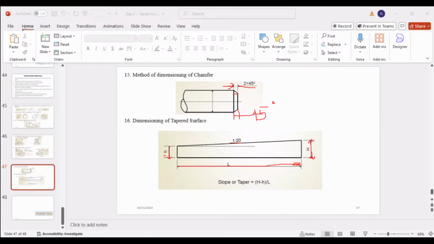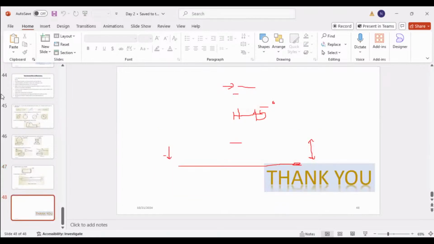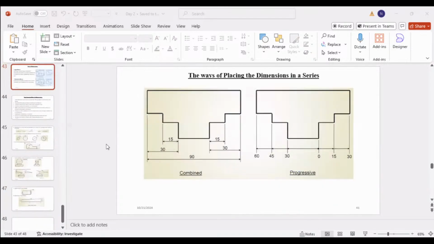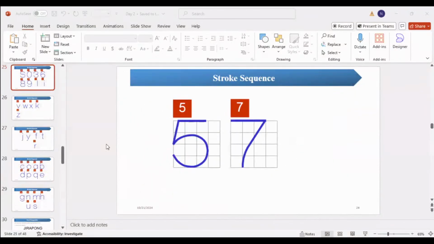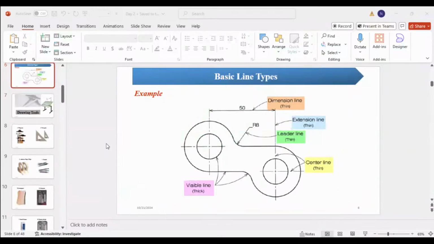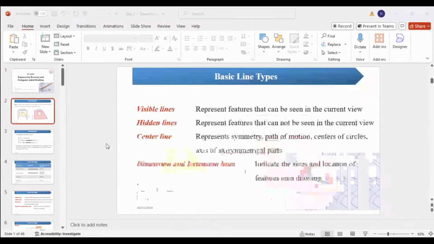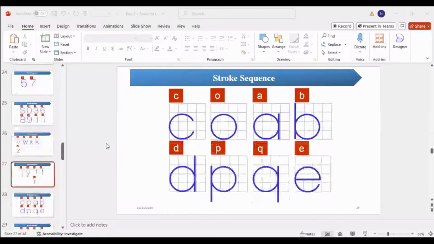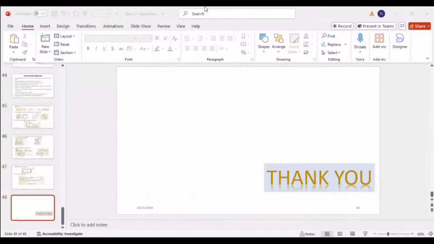Okay. So that's all today. So today you have learned so many things, right? Regarding dimensioning, lettering, and spacing, and what are the drawing tools and basic line types. There are so many things. So I'm going to upload this one to the VLE.